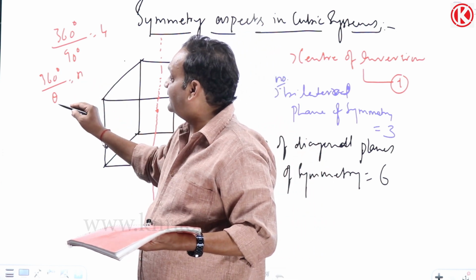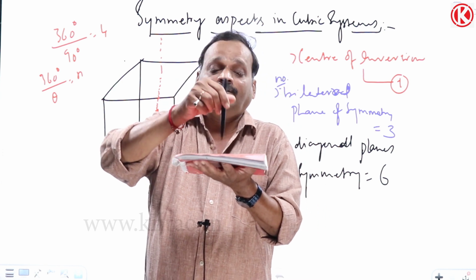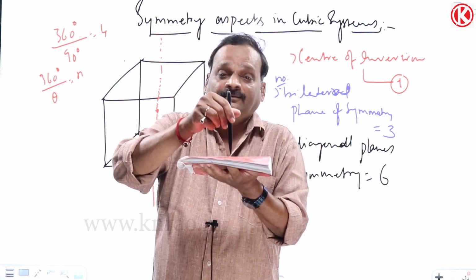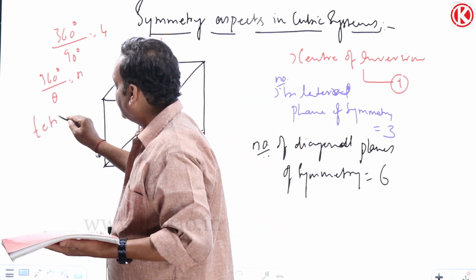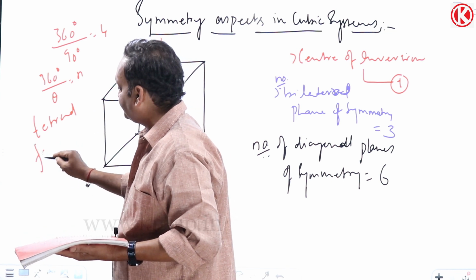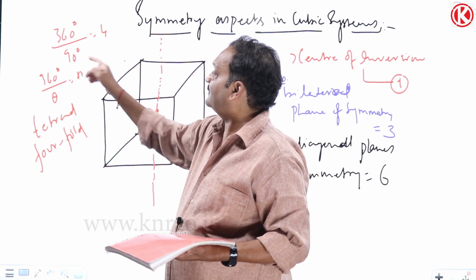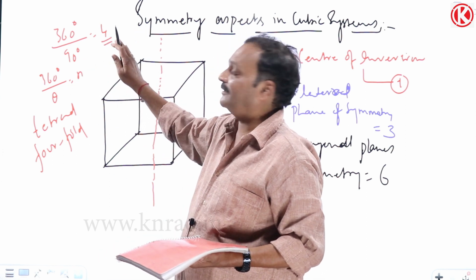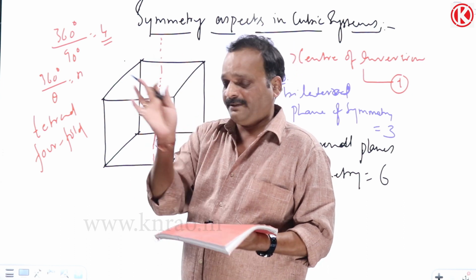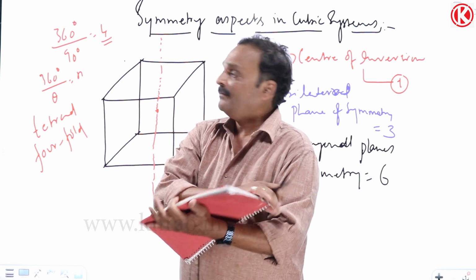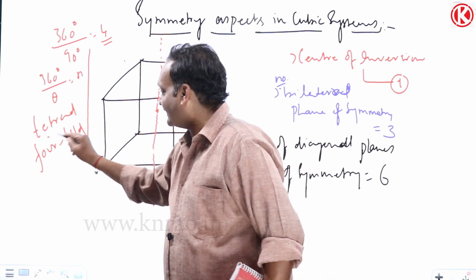360 degrees by theta equal to n means this axis has 4-fold symmetry. This axis is known as a 4-fold symmetric axis, or tetrad axis, we call it. 360 degrees by 90 equal to 4 means 4 times you can rotate the cube. Each time through 90 degrees, the cube appears the same every time. You will complete one revolution. After that, it is simply repetition. So this is known as a 4-fold axis of symmetry or tetrad axis.